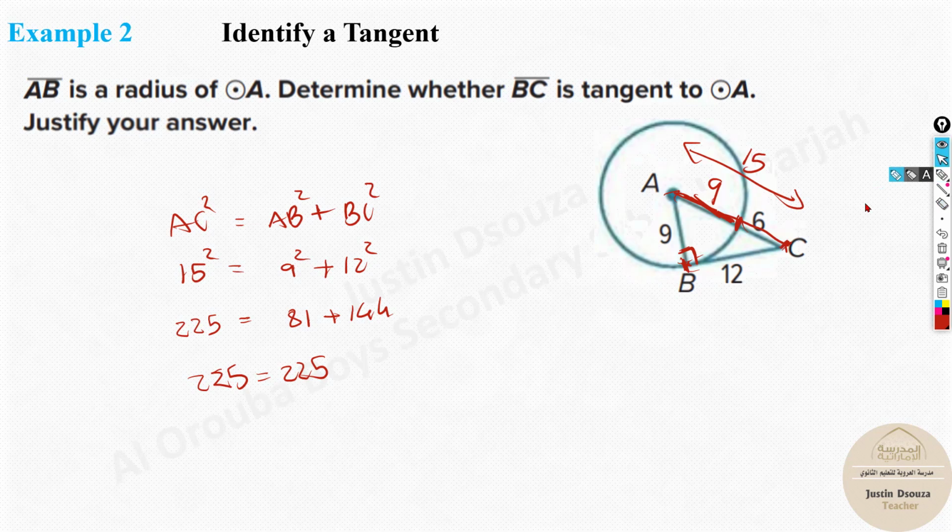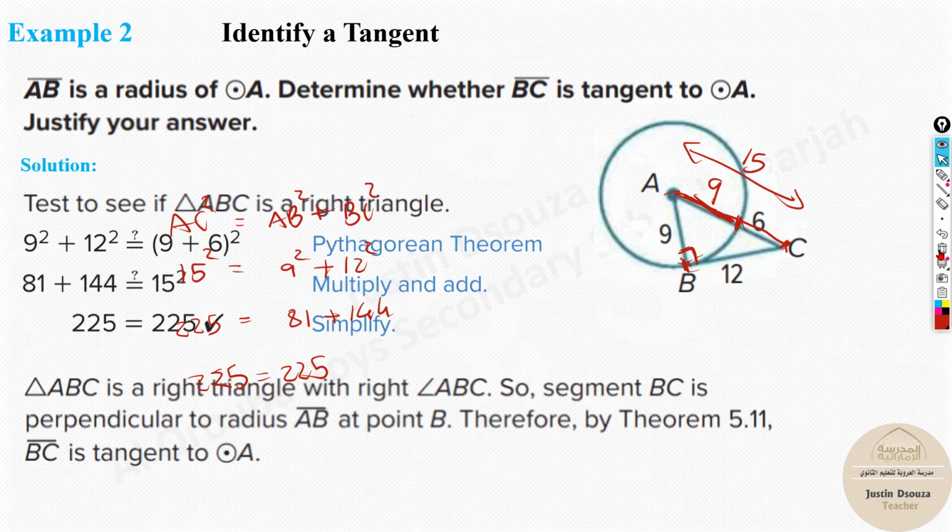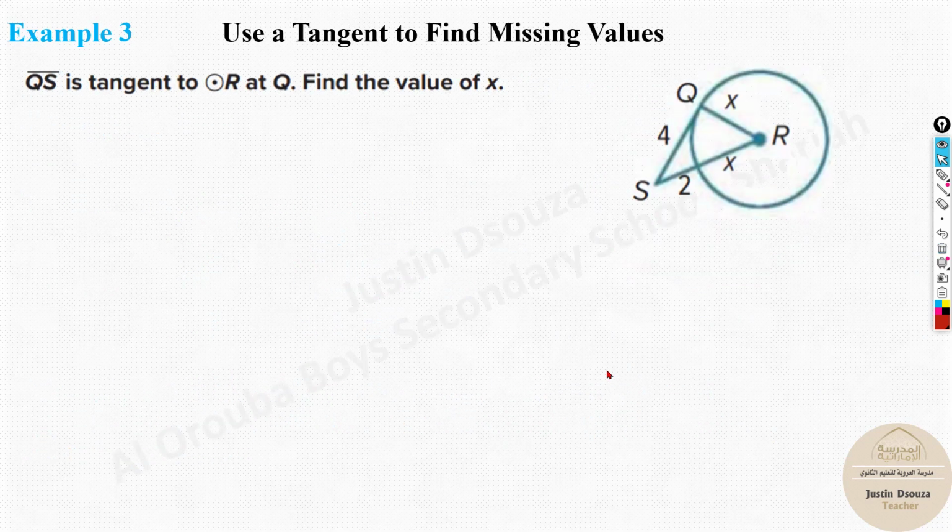Since Pythagoras theorem is valid here, we can be 100% certain that this is the tangent because it's 90 degrees. So that's the tangent. That's what is explained here. And now the example 3 here, they have told QS is the tangent. They have already told this is the tangent to the circle R. Find the value of x.